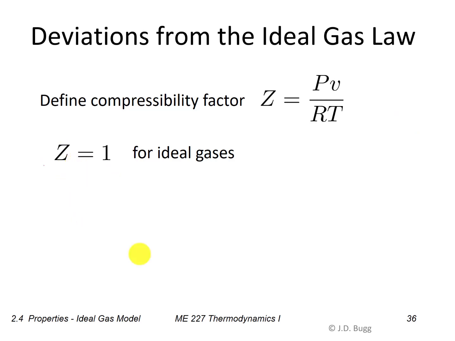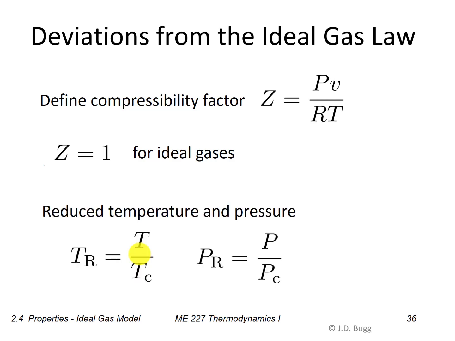Now, like any other thermodynamic property, we can find Z if we know two other thermodynamic properties. So the two that we're going to use are temperature and pressure. Now, instead of using the actual temperature and pressure directly, what is typically done for compressibility factor is use something called the reduced temperature and the reduced pressure. And these two little equations here define what those are.